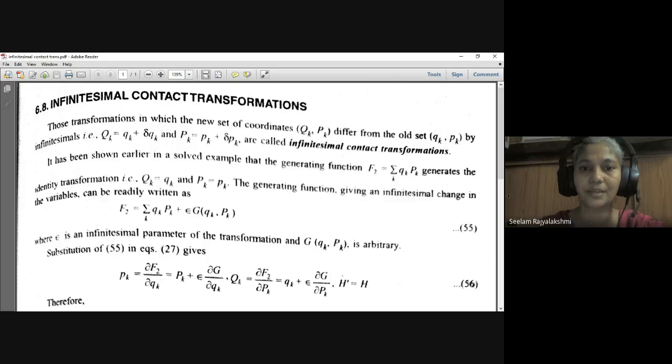By substituting this in equation number 27, where pk is equal to dou F2 by dou qk, Qk is equal to dou F2 by dou Pk, and H dash equals H, we get pk equal to Pk plus epsilon dou G by dou qk, which comes from the differentiation. In the same way, capital Qk equals dou F2 by dou Pk, which is qk plus epsilon dou G by dou Pk, with H dash equal to H. This is equation number 56.